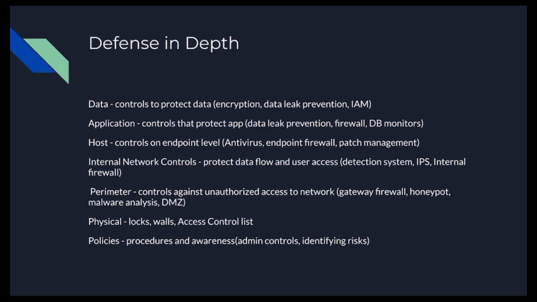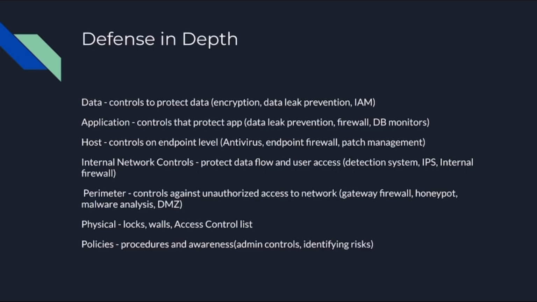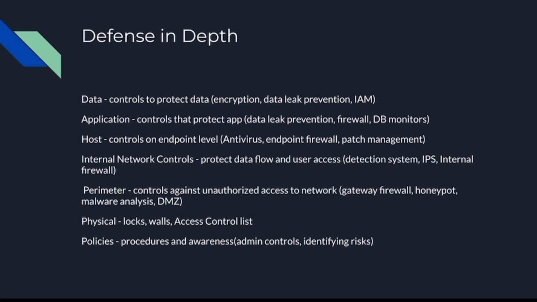Then you have the perimeter, which is more of a physical layer, and you can also have gateways and firewalls, as well as honeypots, malware analysis, and DMZs, demilitarized zones, as well as some additional physical controls like locks, walls, and access controls. And finally, you have your policies, which are procedures and awareness that the admins and controls use to specifically identify risk before it happens. Some other on-prem items you can have are an HVAC system, as well as monitoring of water and gas leaks.